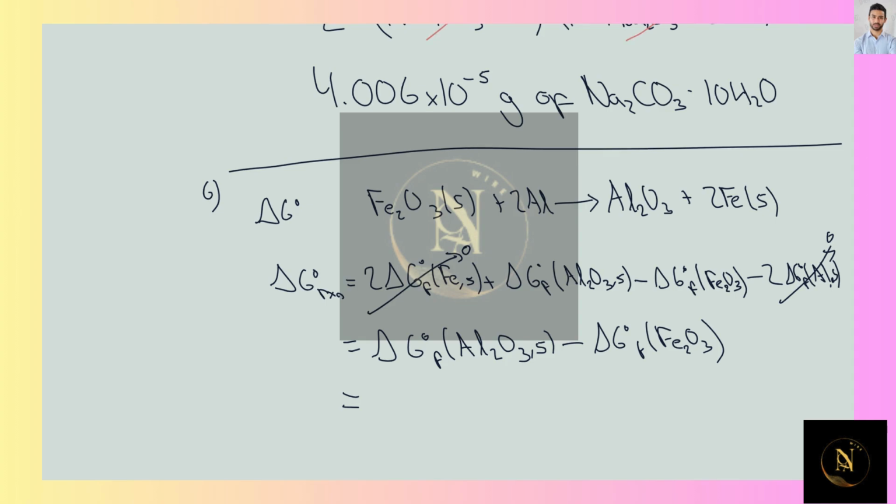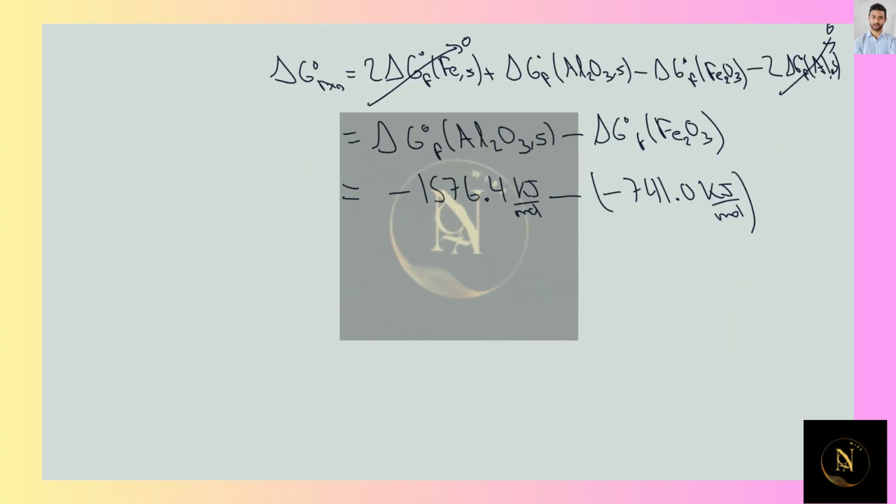So I'm going to use the values found in Oxtoby and Chang's book in the 13th edition, but again, you should use the values that are provided by your professor or the values that are given to you in tables or whatever source you're using. So the value for delta G naught of formation of aluminum oxide is 1576.4 kilojoules per mole, and the value for iron oxide turns out to be minus 741.0 kilojoules per mole. So our final answer is going to be minus 835.4 kilojoules per mole.